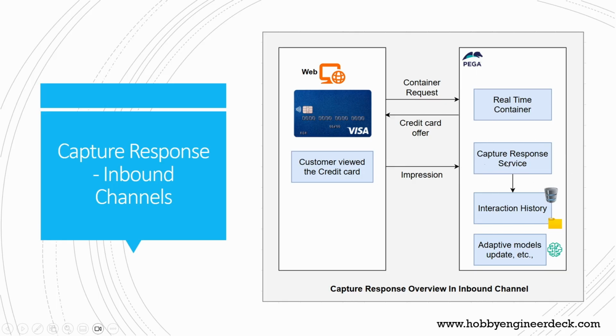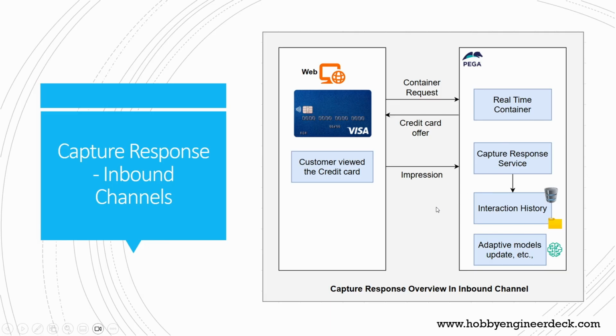Okay. So now what does this capture response service do? It receives the outcome for a particular offer which we have sent earlier in any channel, either inbound or outbound channels, whatever it is, and the data will be stored into the interaction history, updating the adaptive models, updating the interaction history summaries, and updating the journey steps, whatnot. So it will actually do many things whenever the capture response service is executed.